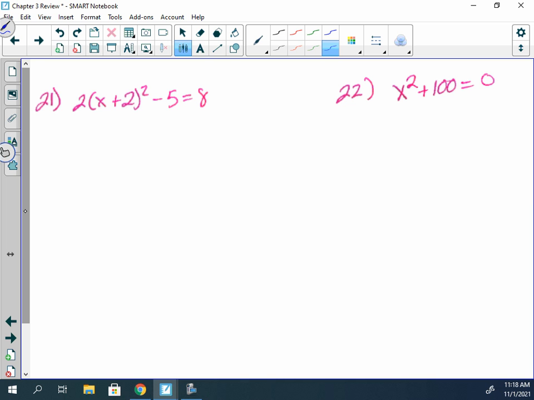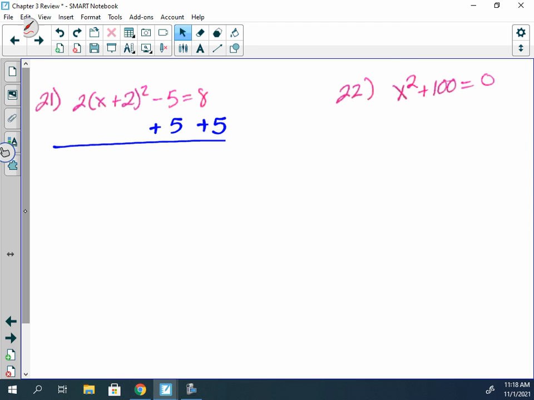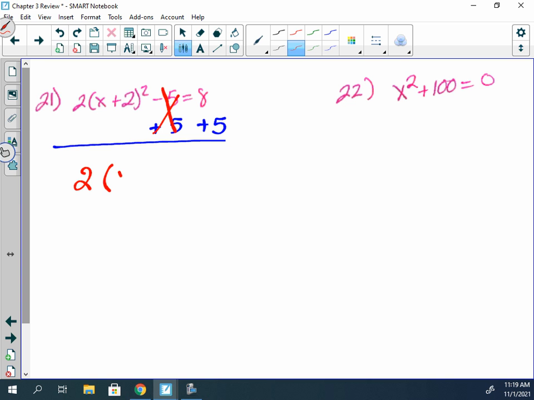The one method I would choose is the square root method, because we do have a set of parentheses squared, and that's the only place where x shows up. So we can get the set of parentheses by themselves first. Now the first thing we're going to do is add 5 to both sides, because negative 5 plus 5 is 0. So we have 2 parentheses, x plus 2 squared is equal to 13.